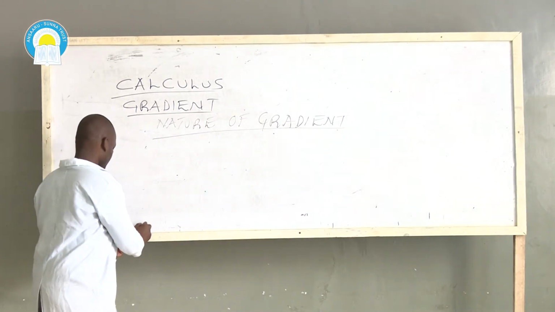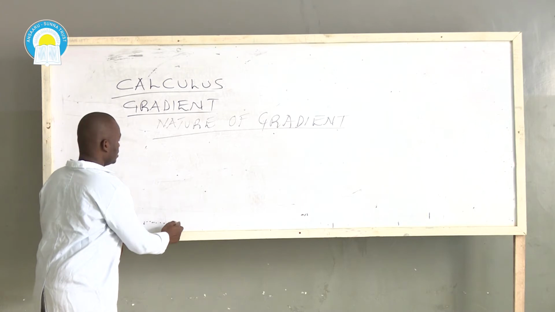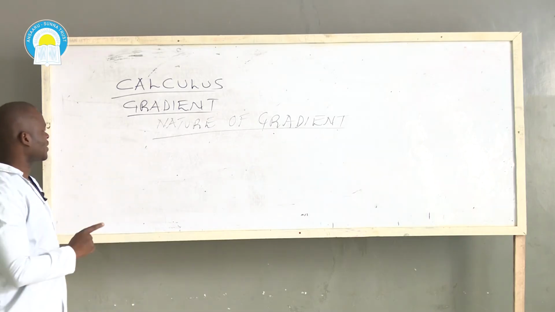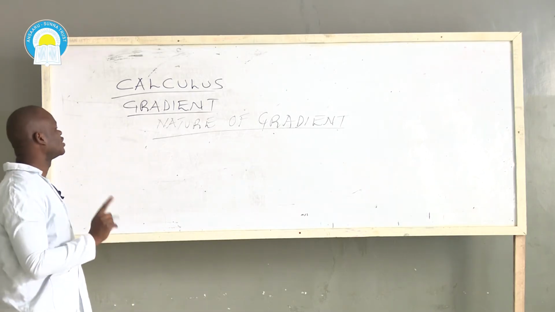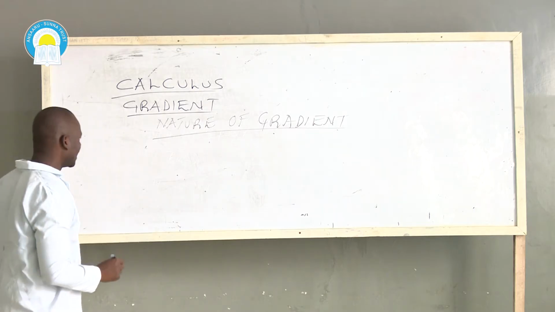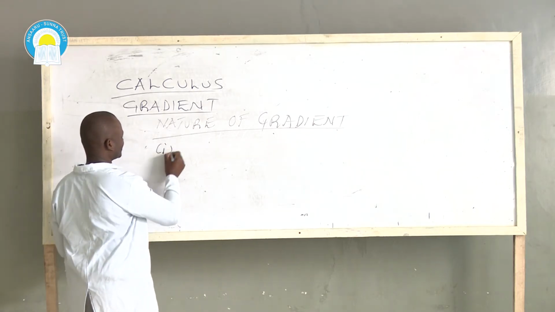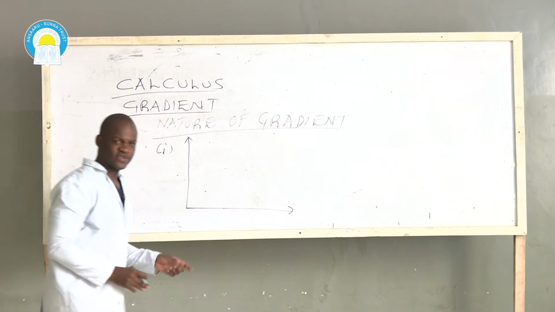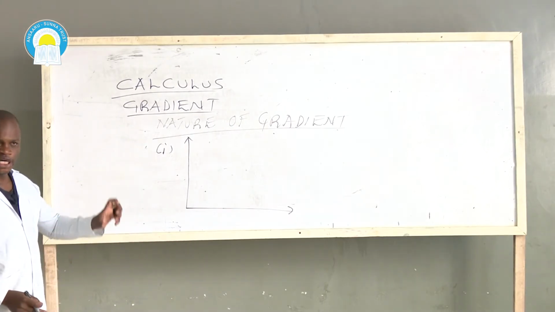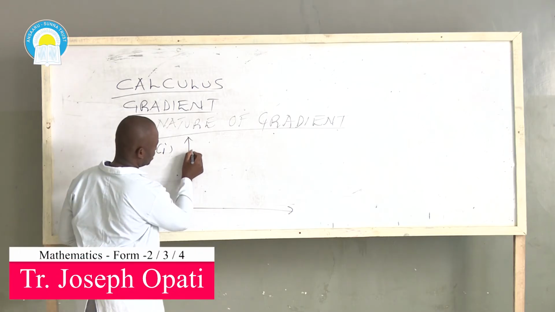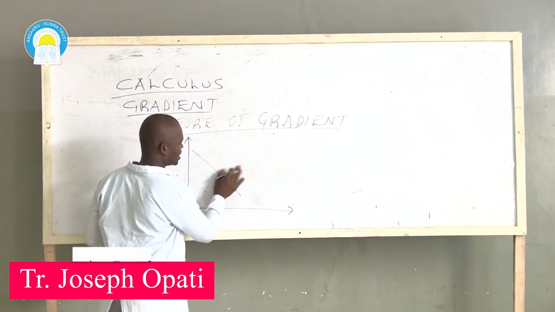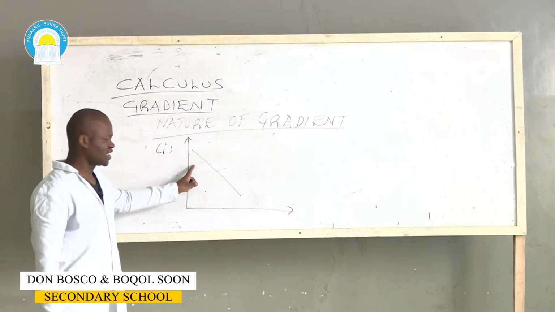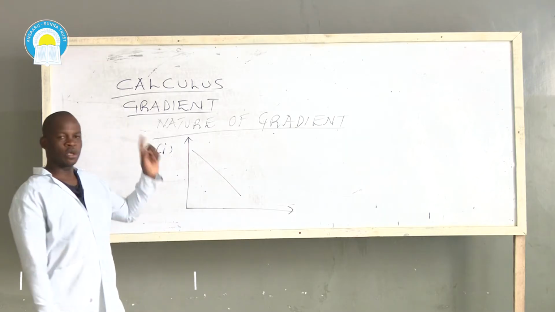Now, the first point we're going to discuss here is the nature of the gradient of a line sloping downwards from left to right. Now, the moment you have such a line sloping downwards from left to right, how will that gradient be? A line with such an inclination will always have what?